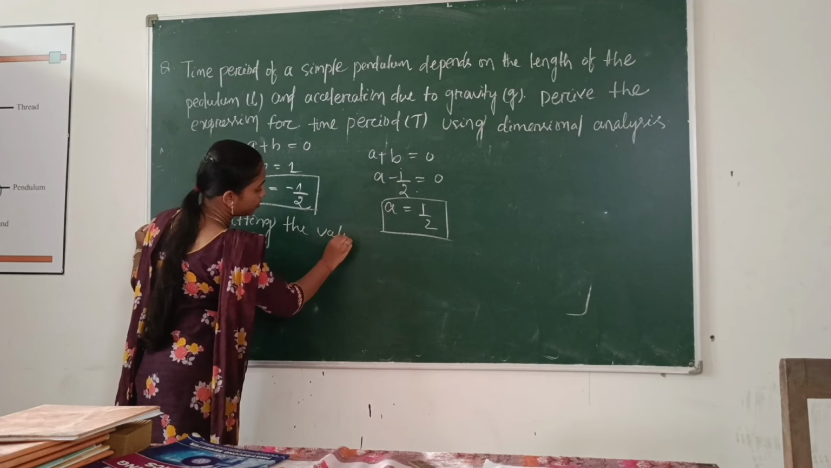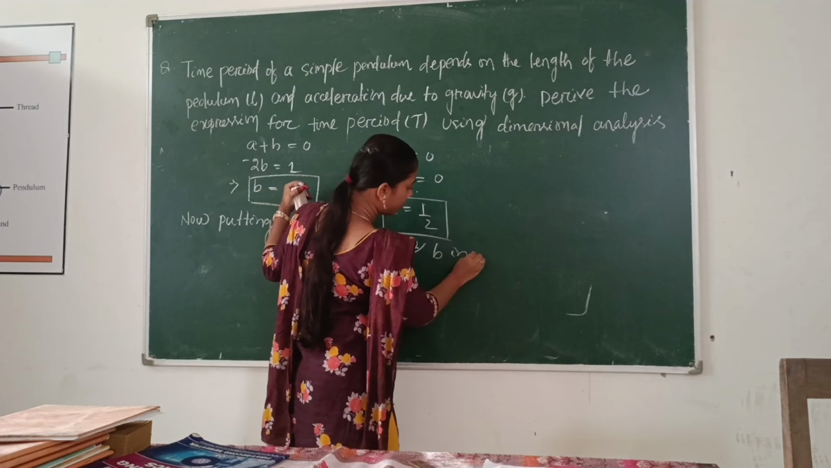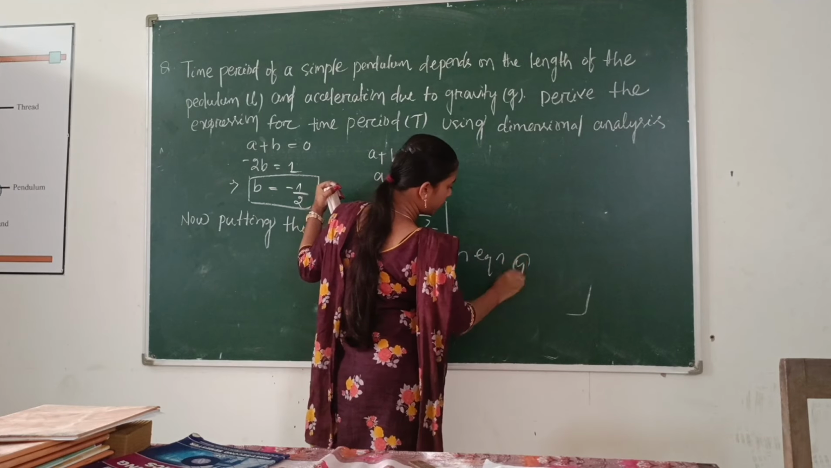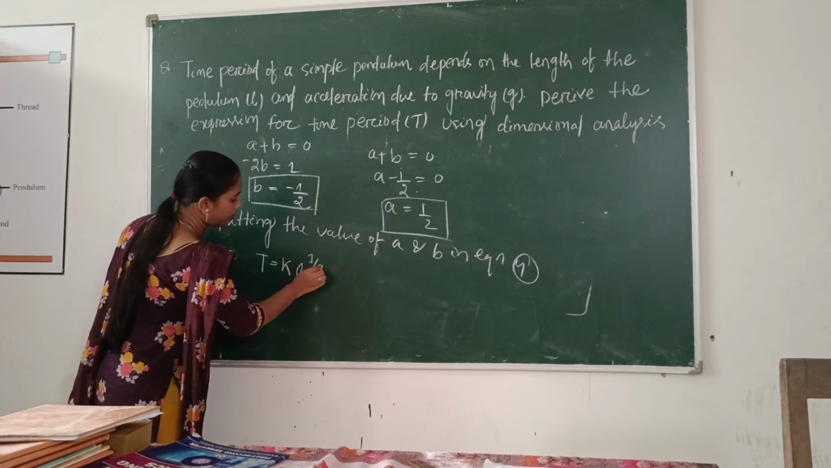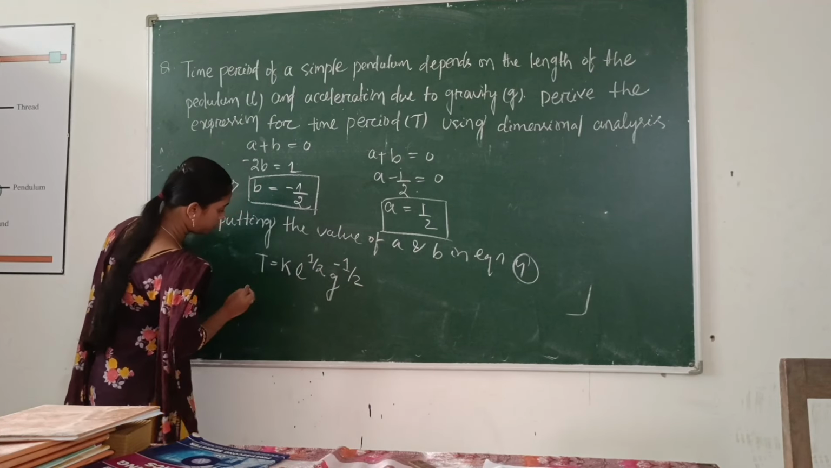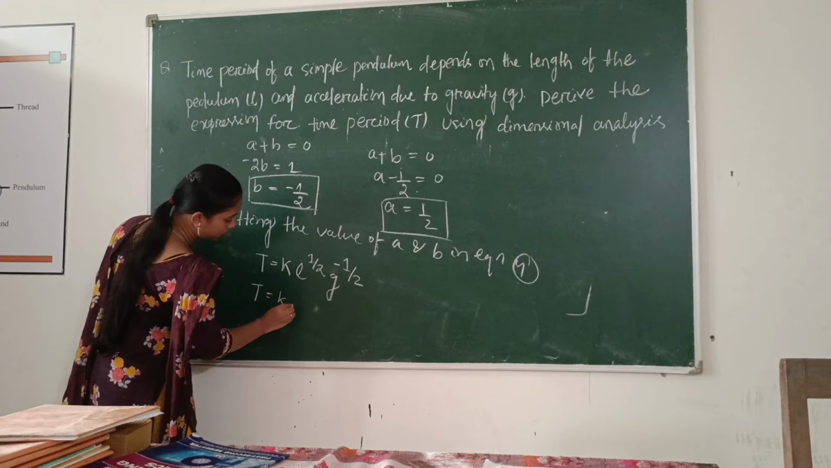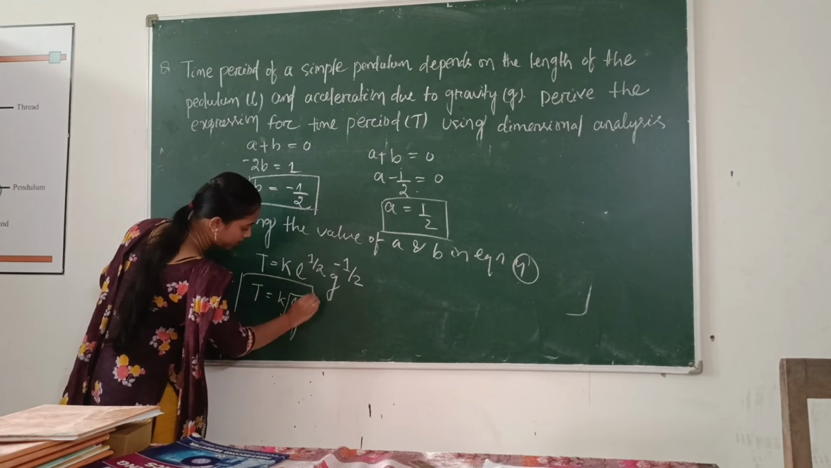Now putting the value of a and b in equation 4, I can get t is equal to k into l to the power a, that is l to the power 1 by 2, g to the power b, g to the power minus 1 by 2, that is t is equal to k into l by g root over. This is the final expression.